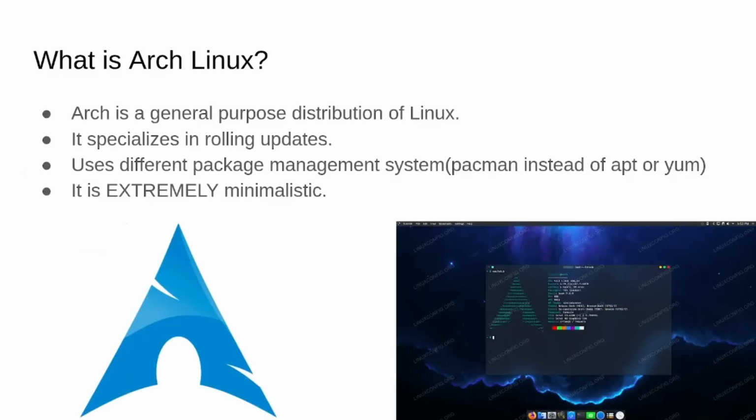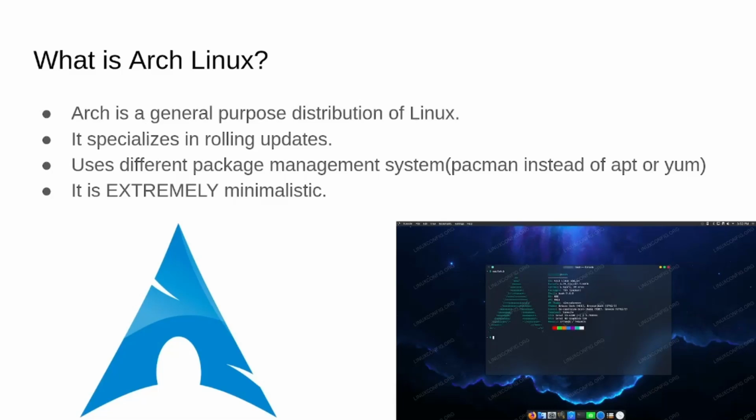So, what is Arch Linux? Arch Linux is a general-purpose distribution of Linux. It specializes in rolling updates. This means that instead of having specific versions like 20.04 or 20.10, like Ubuntu uses, for example, this is rolling updates. So it might push updates every week, every day. It just really depends on who's updating it and how frequently they're working on the project.